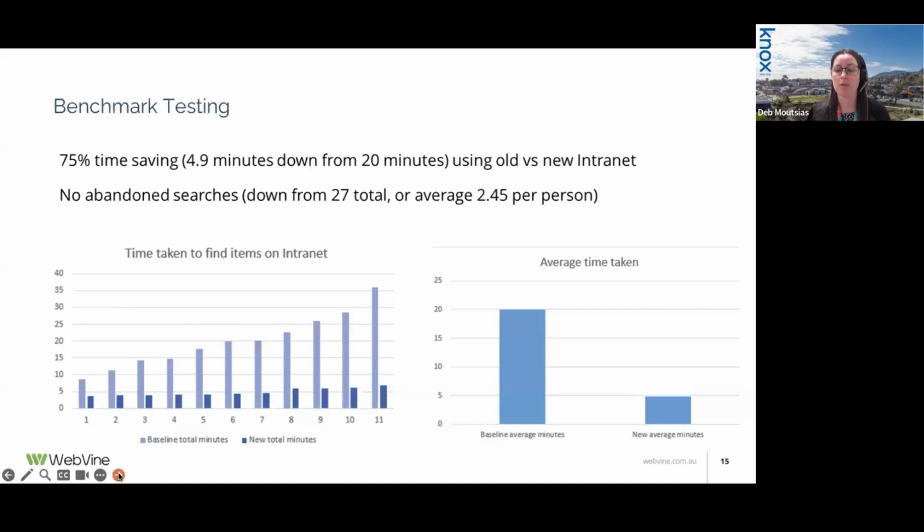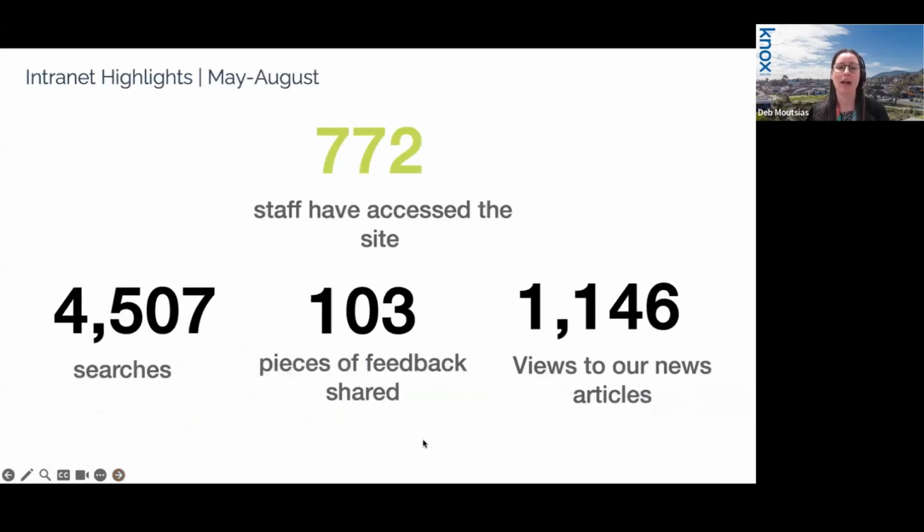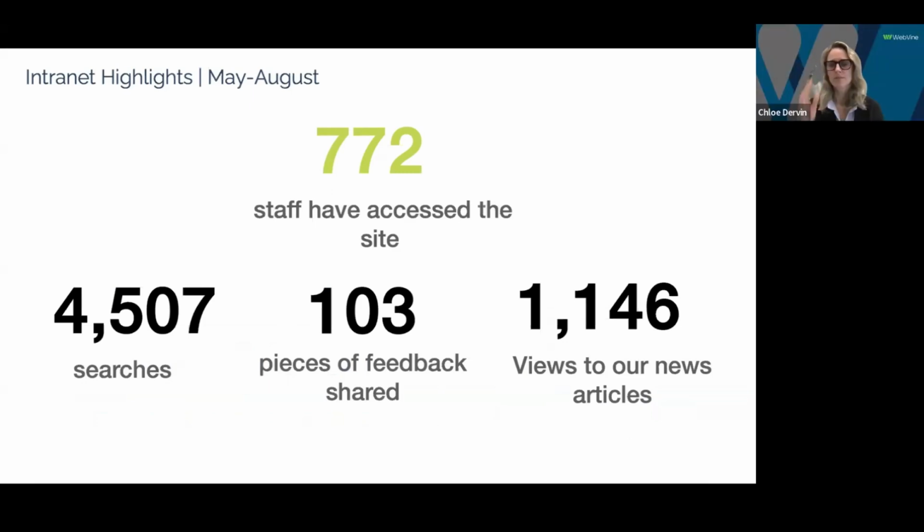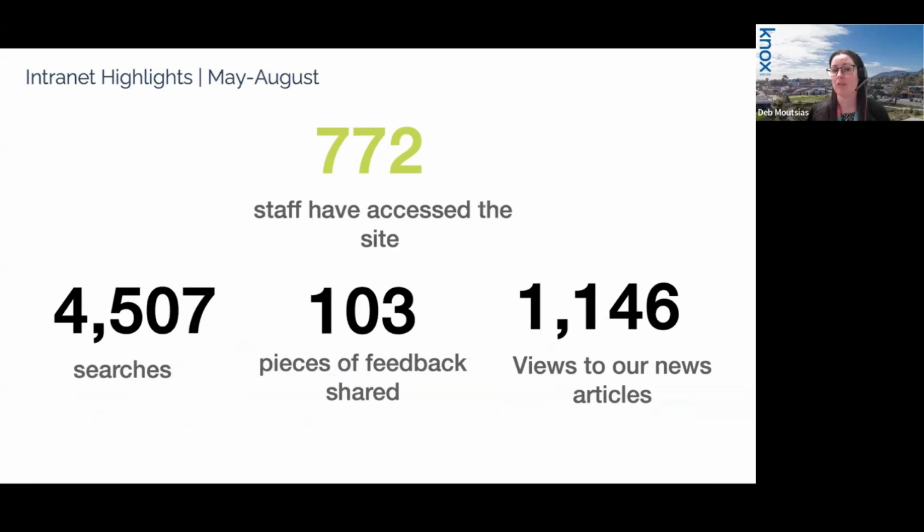We've got some stats from the first few months as well. The vast majority of our staff have accessed the site. We've had over 4,500 searches, over 1,000 views to our news articles. And the piece that I'm really excited about is the 103 pieces of feedback shared, because we're really looking for that engagement, and we're really pleased to see we're getting that.